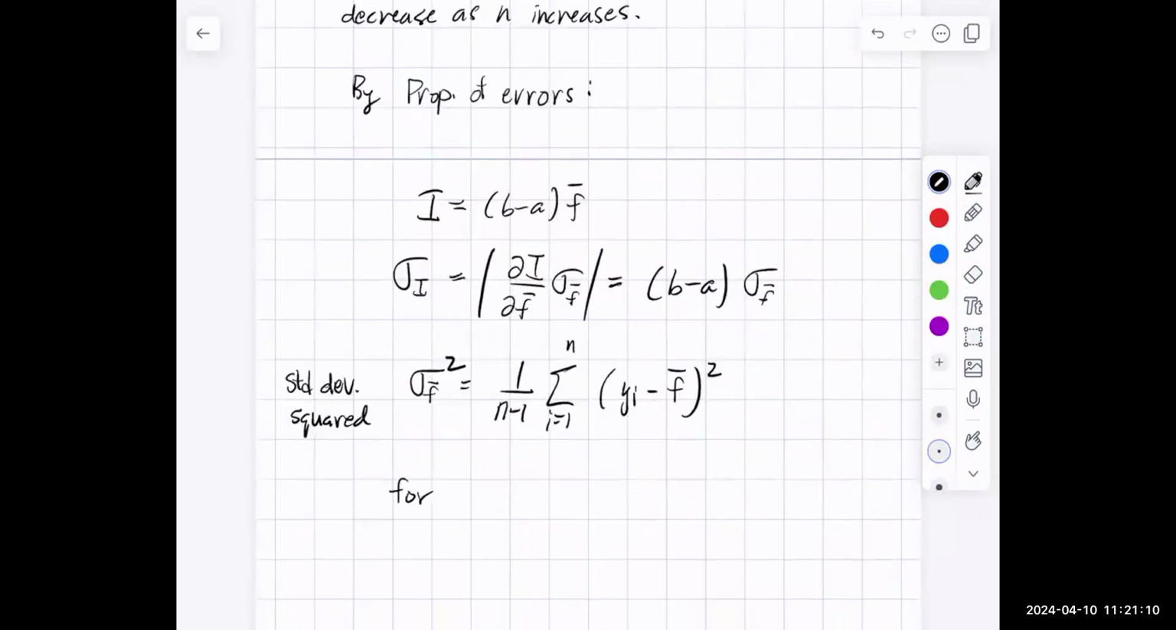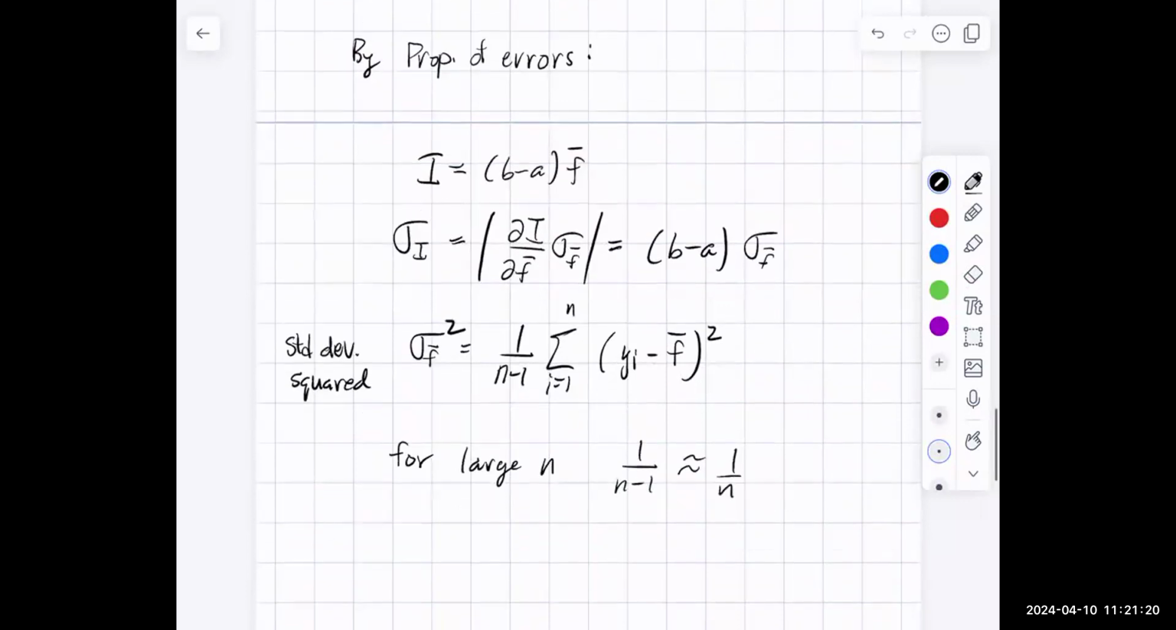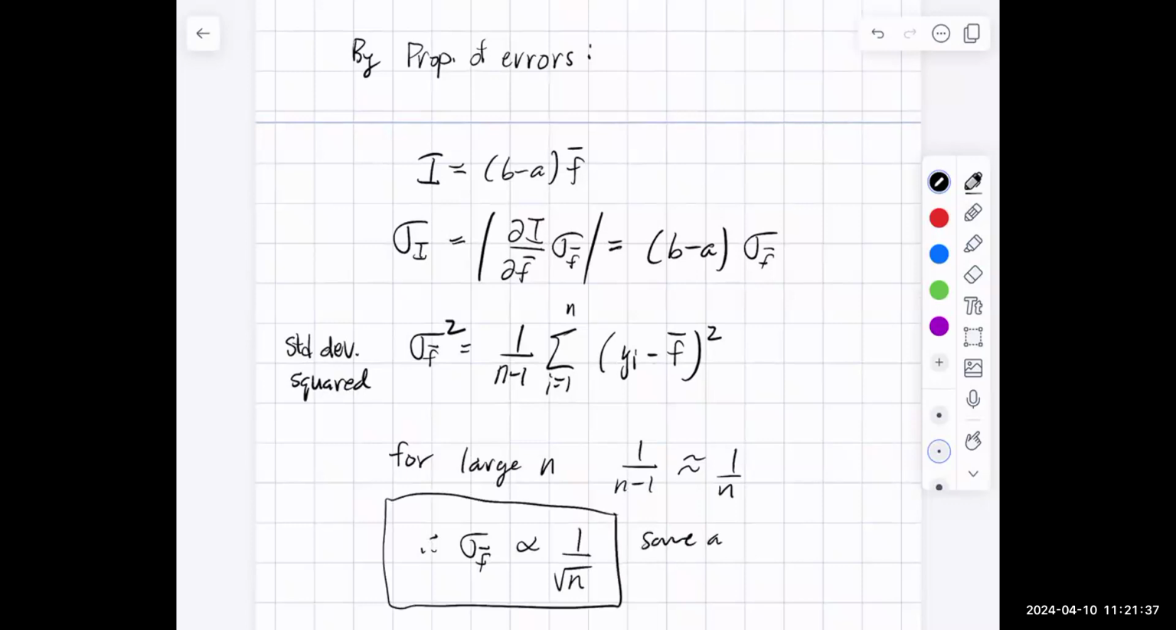So for large N, we could say 1 over n minus 1 is approximately 1 over n, and therefore sigma f bar is proportional to 1 over the square root of n for large N. And so this was the same as we had for the hit and miss method.